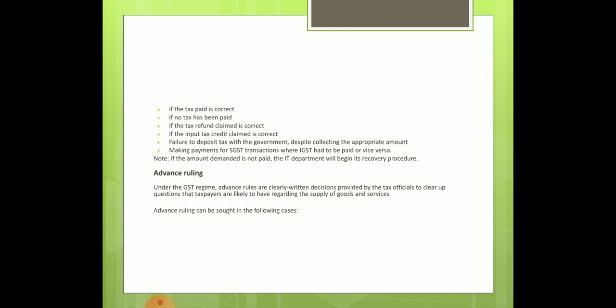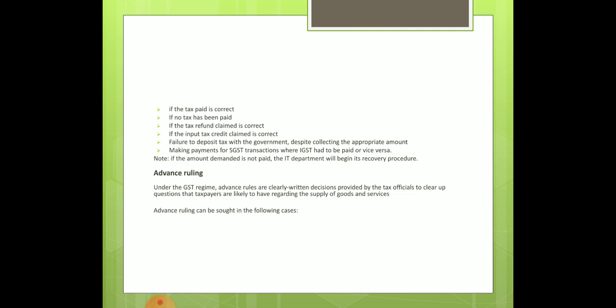And whether the input tax credit claimed is correct or not, failure to deposit the tax collected with the government, making payment of the SGST transaction where IGST had been paid or vice versa will be conducted. There will be a particular note in this, that is, if the amount demanded is not paid, the IT department will begin the recovery procedure. And what do you mean by the advanced ruling?